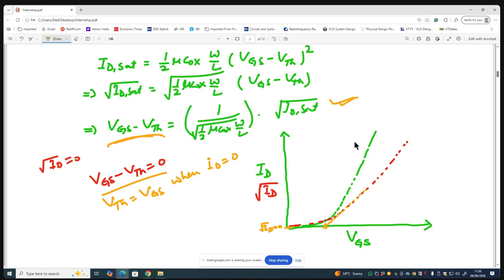Is my question clear? Just as we saw in the ID-VDS characteristic that not the whole range of ID-VDS was captured by any single equation, similarly on the ID-VGS characteristic also, do you think that the whole current voltage range is captured by it? Can you tell me where is the linear region and where is the saturation region? Any guess? On this ID-VGS characteristic?